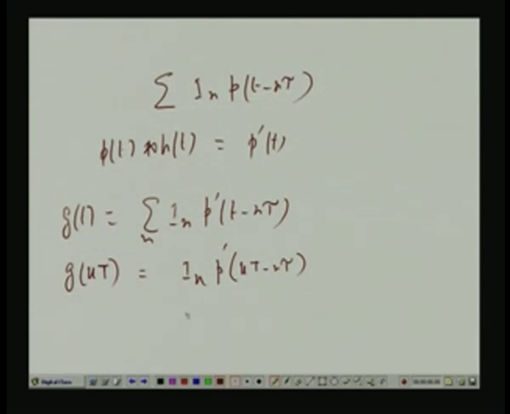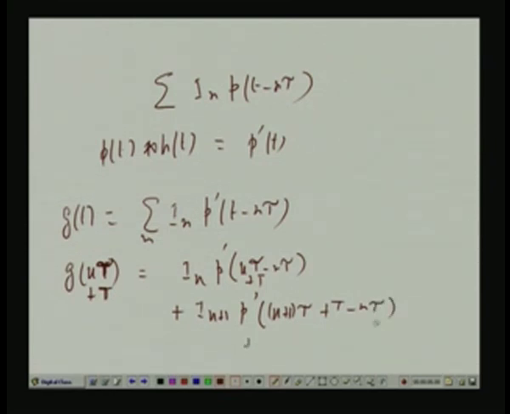plus, say, I_{k+1} p prime... sorry, this should be k tau plus T. It was triggered at k tau and I am sampling at T further to the right. So, k tau plus T, and then (k plus 1) tau plus T minus n tau, and so on and so forth.